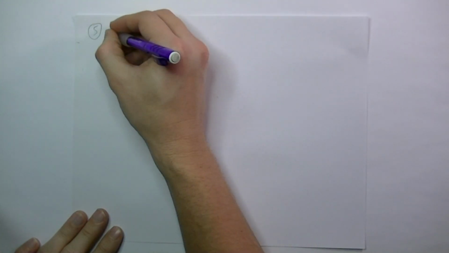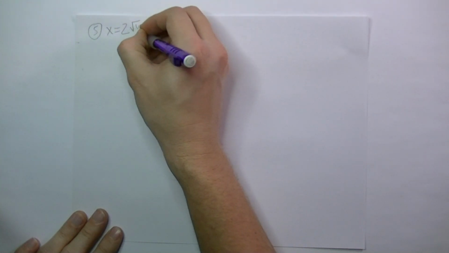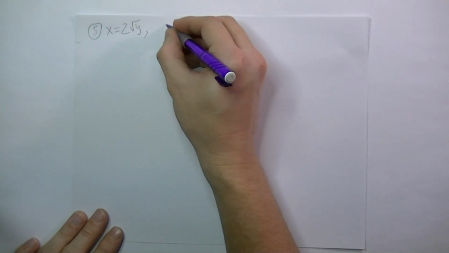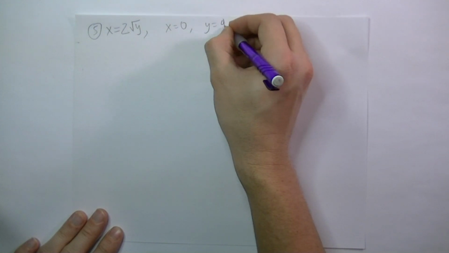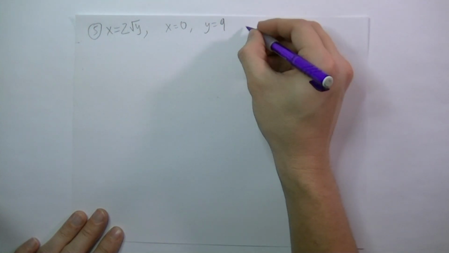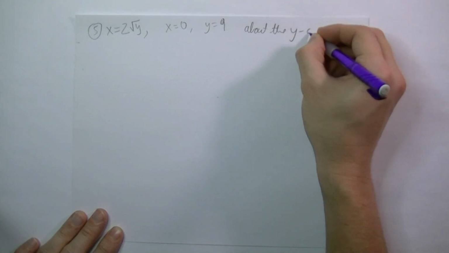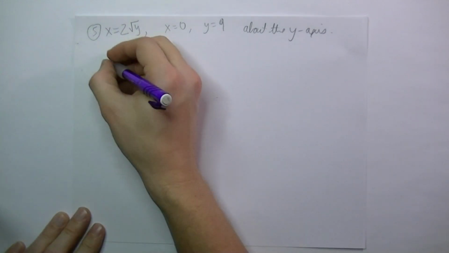And let's move right along to number 5, which says that we want to take the region bounded by x equals 2 square roots of y, x equals 0, and y equals 9, and rotate that about the y-axis. Okay, so let's start with our graph.